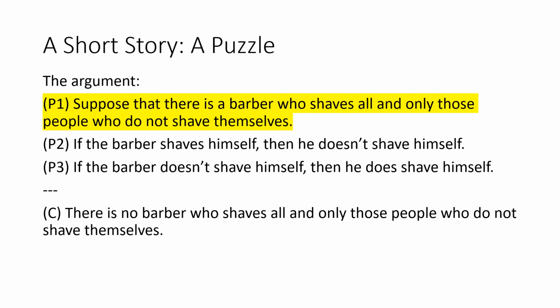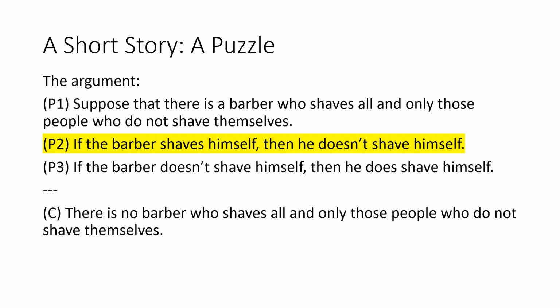Okay, so more carefully, another time. Here's our assumption. We'll call this our reductio assumption, or assumption for reductio ad absurdum. We're going to assume this to show that its opposite is true, by showing that the assumption leads to a contradiction. So suppose that there's a barber who shaves all and only those people who do not shave themselves. This is our reductio assumption.